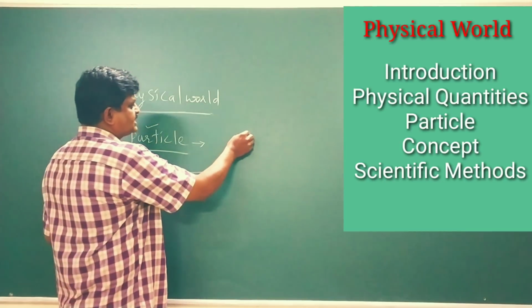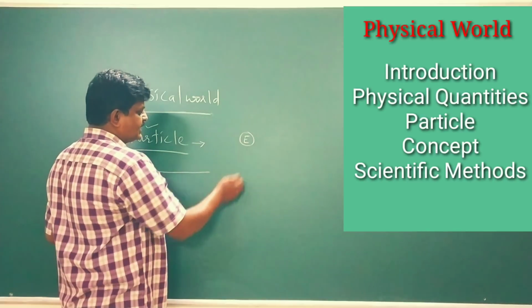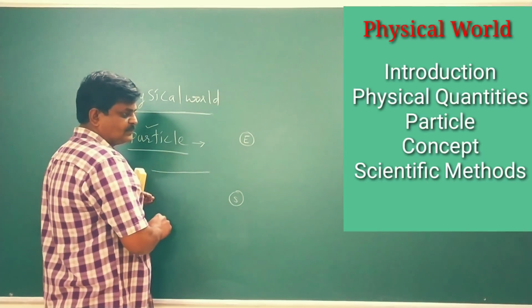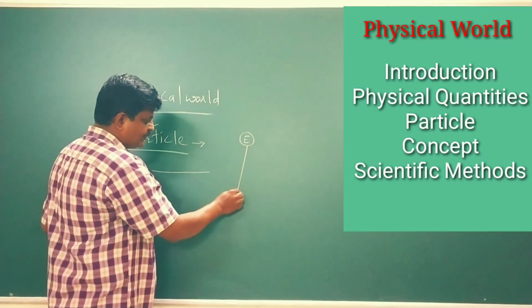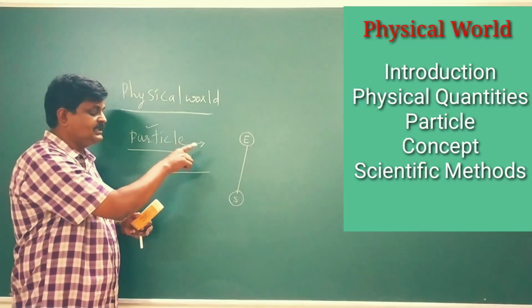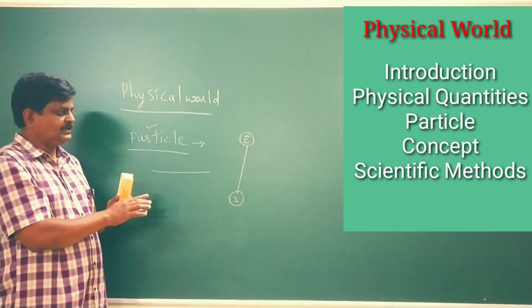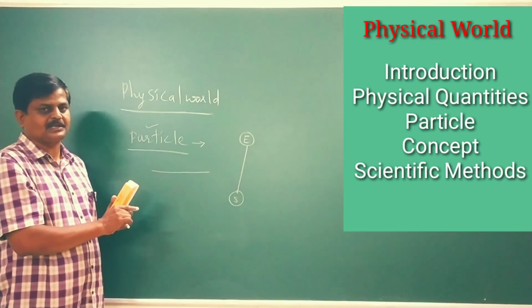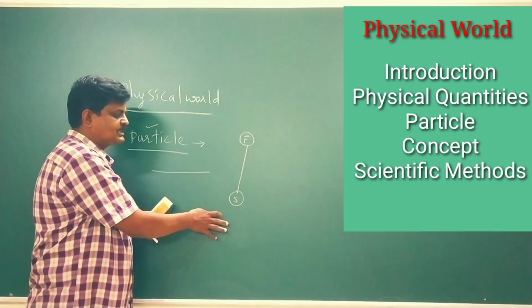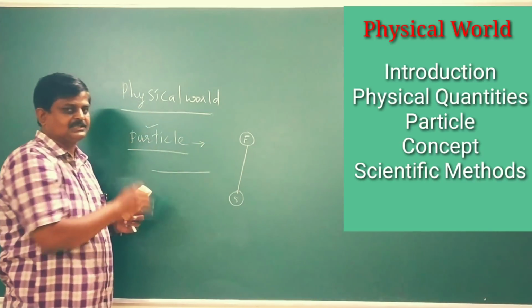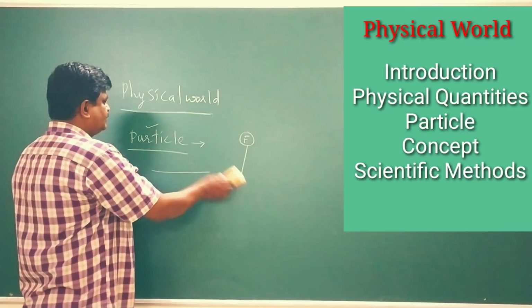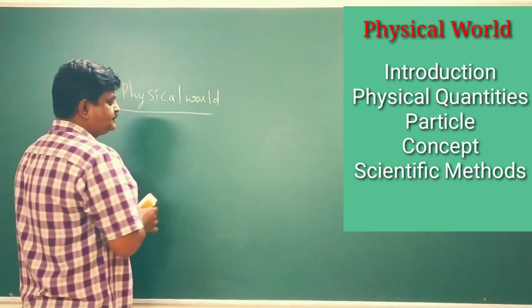Even while measuring the distance between, say, Earth and the Sun, we take Earth and Sun as particles. Why? Because the distance between the Sun and Earth is very large when compared to the dimensions of Earth and Sun. Did you follow the idea? So over here we took Earth and Sun as particles because the distance between them is very large when compared to the radius of Earth and Sun. So this is what the term particle means.